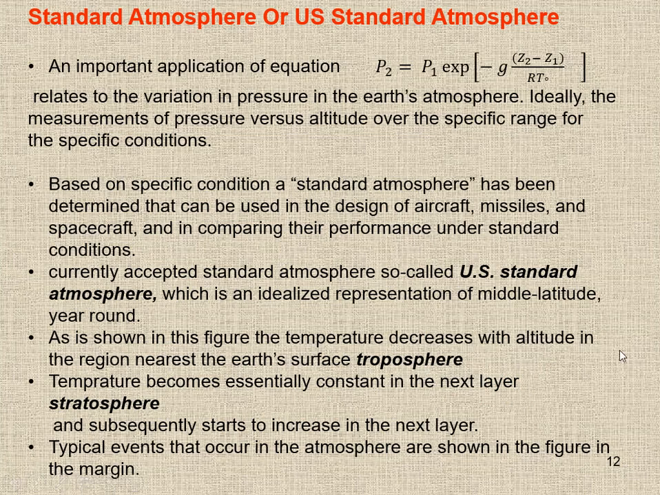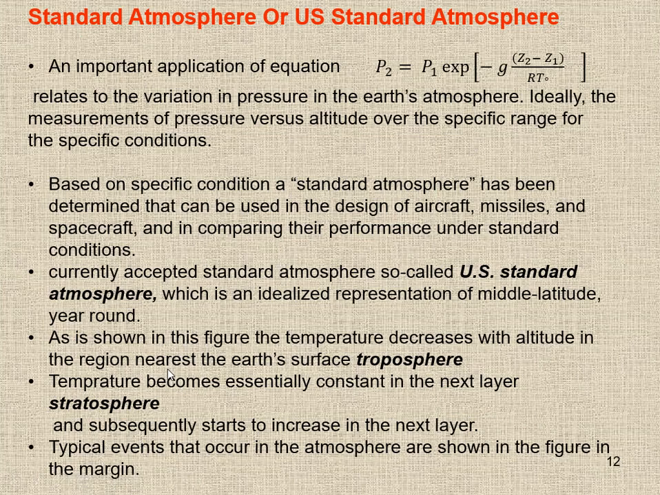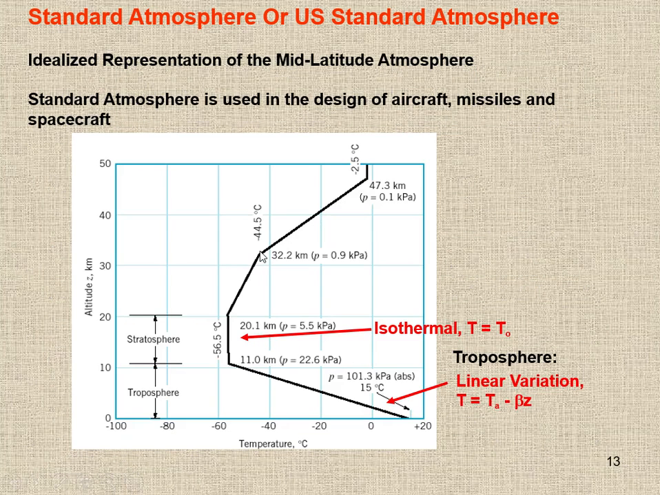As shown in the figure, we have noticed the temperature decreases with altitude in the region nearest the Earth's surface, called the troposphere. Temperatures become essentially constant in the next layer, called the stratosphere. So here is the next layer where the temperature is constant, and such a layer is called the stratosphere. Subsequently the temperature starts to increase in the next layer, and further the temperature keeps increasing with elevation.